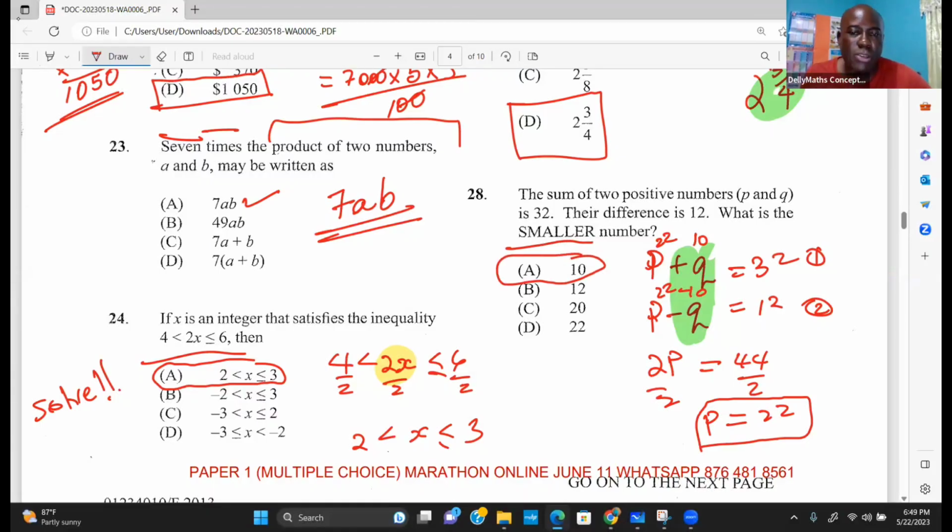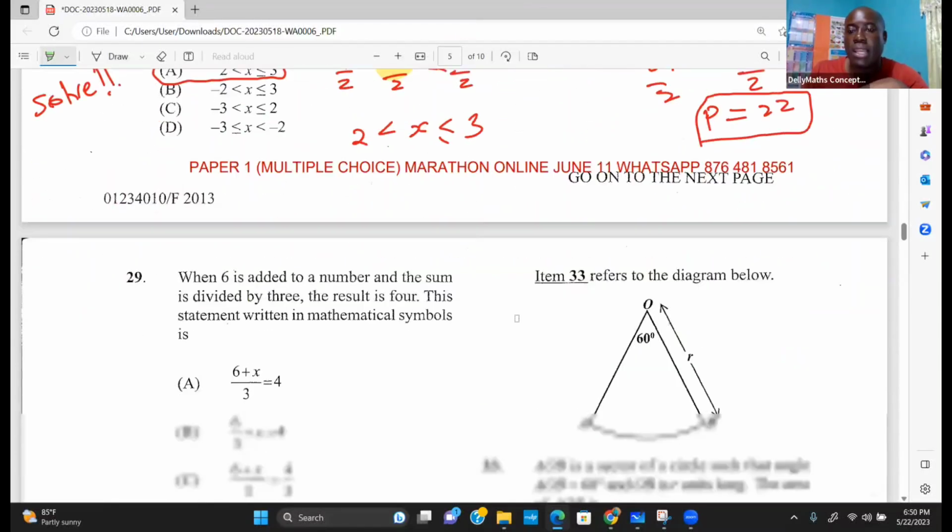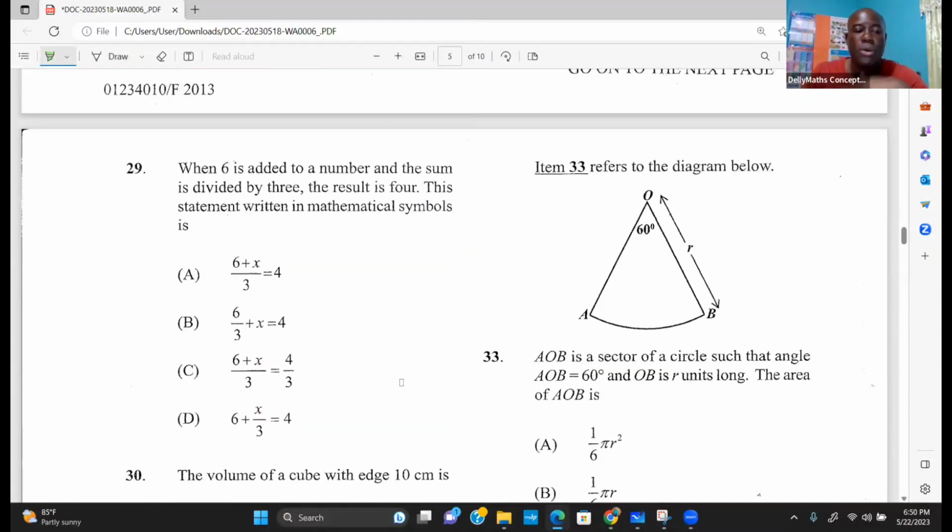A lot of people work this out and pick the wrong answer. What is the smaller? 10. Be careful. You don't want to solve it, find 22, and pick it without seeing that they're asking for the smaller. Trust me. That is why we're doing a lot of these questions as we go through. When ideas come out, we talk about it.